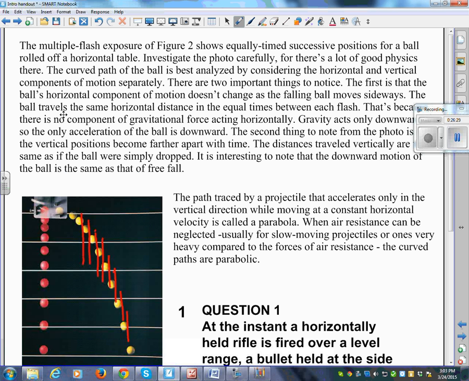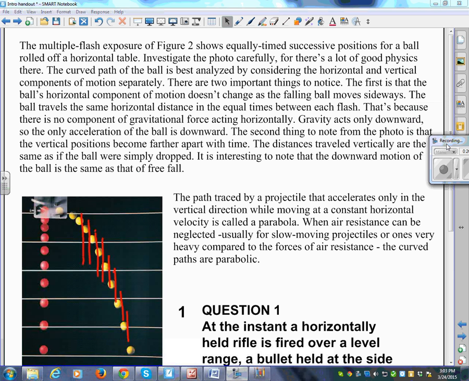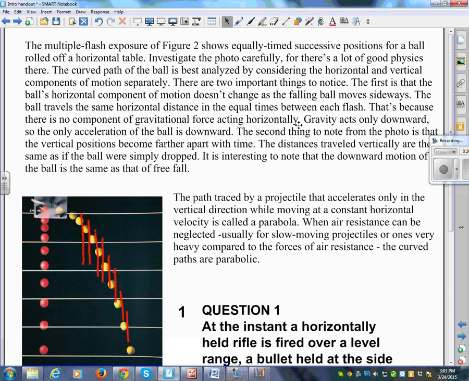The ball travels the same horizontal distance in equal times between each flash. That's because there's no component of gravitational force acting horizontally. Gravity acts only downward. So the only acceleration of the ball is downward. The second thing to note from the photo is that the vertical positions become farther apart with time.